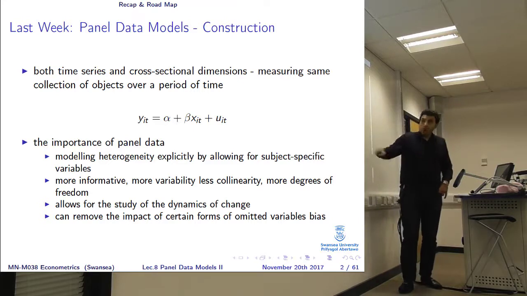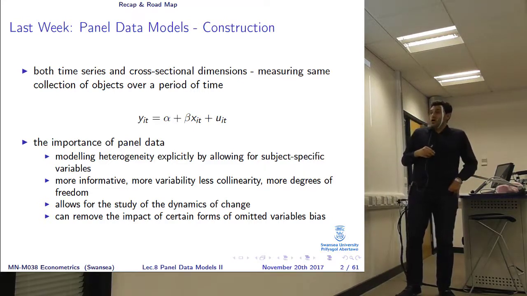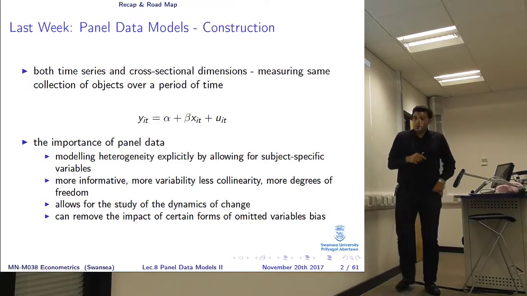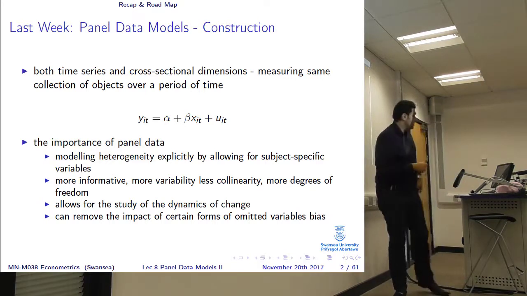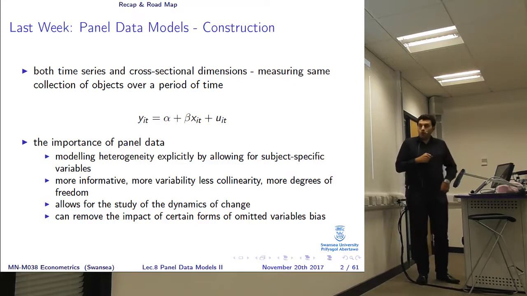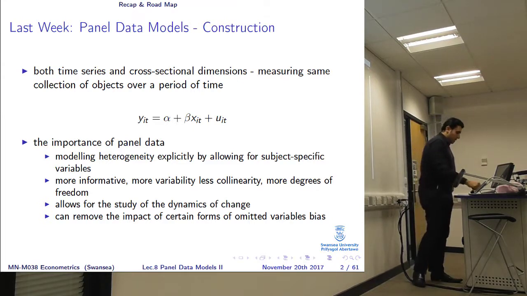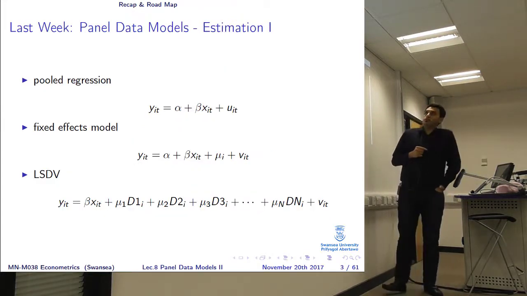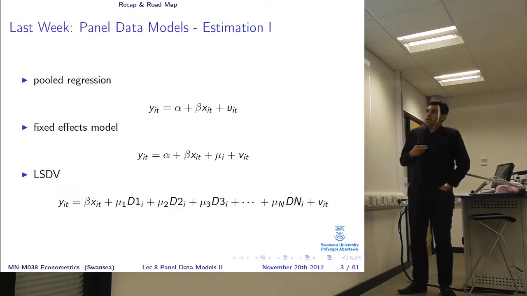Also, more degrees of freedom, so you get more data points. Also, we can study the dynamics of change, et cetera. We also talked about how it can, in some cases, remove some forms of omitted variable bias. So this is all from last week. Last week we also discussed how to estimate a panel data model.